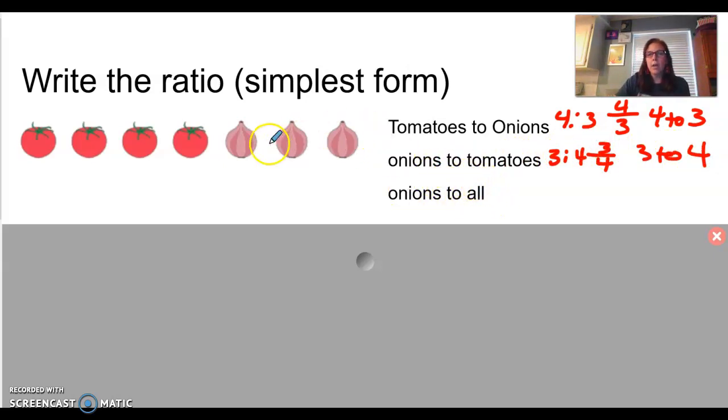Onions to all of them. So how many onions are there? There's 3 onions, and there's 1, 2, 3, 4, 5, 6, 7 total. So you can't simplify 3 fourths, 4 thirds, or 3 sevenths, so you just leave them. Okay?